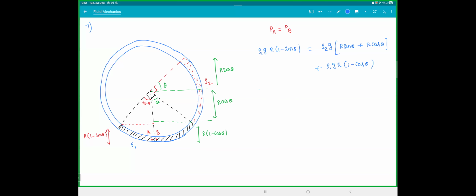g will cancel, R will cancel. We get rho 1 times 1 minus sine theta. Bring this rho 1 to this side. You get cos theta minus sine theta. And this will be rho 2 times cos theta plus sine theta. So rho 1 by rho 2, dividing by cos theta, becomes 1 plus tan theta by 1 minus tan theta. That's your answer. Clear with this? Any doubts on this?